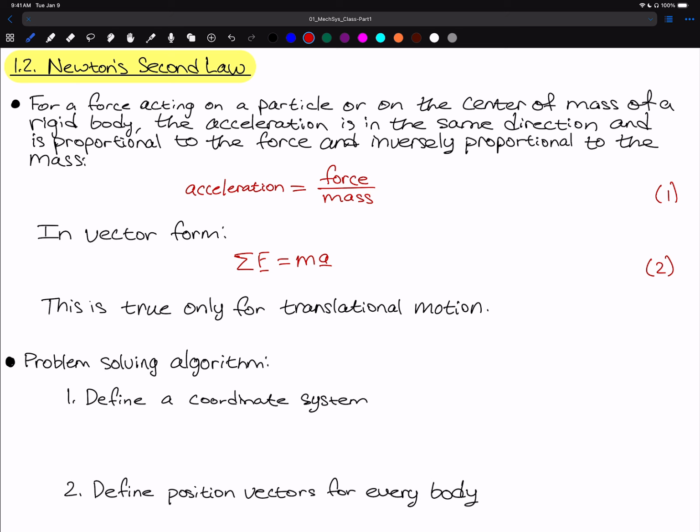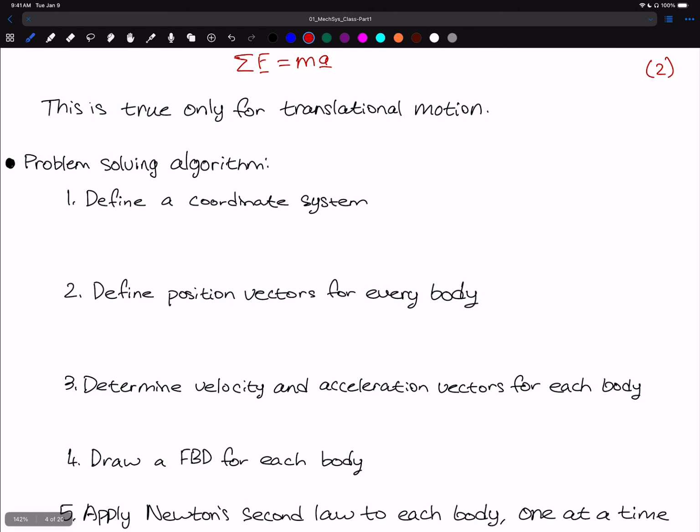In this class, you're going to use what I call a problem-solving algorithm to apply Newton's second law. This is really just a solution technique. There's no programming or anything like that involved here. I just use the word algorithm because it's quicker to say than solution methodology or technique.